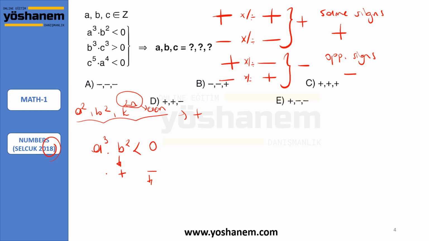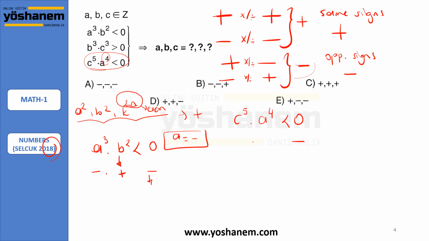That is why if this one is positive, a should be negative, right? So my a is a negative number. Okay, I found it. So I'm gonna continue from here because there is also an exponent which is an even number. C power of 5 times a power of 4, it says a negative. So the answer is negative.